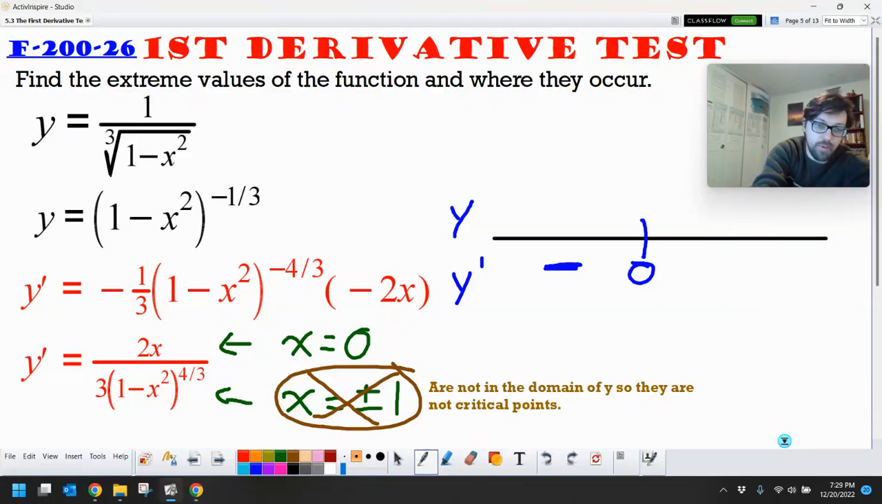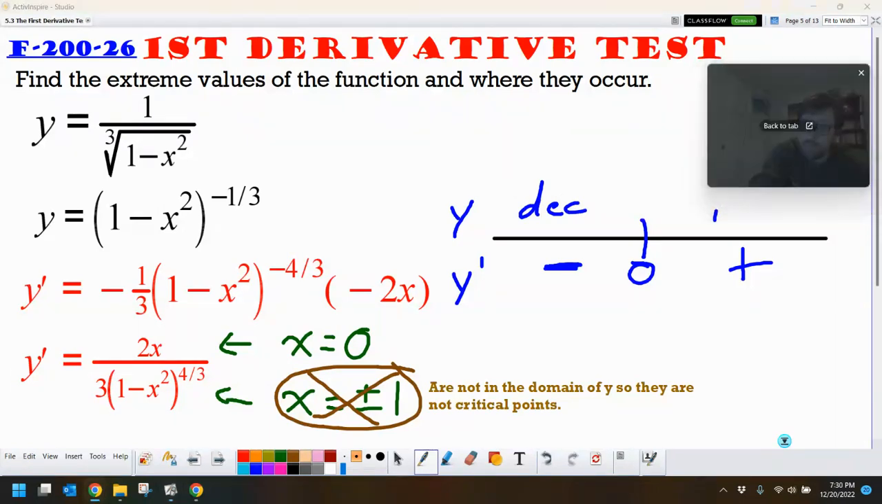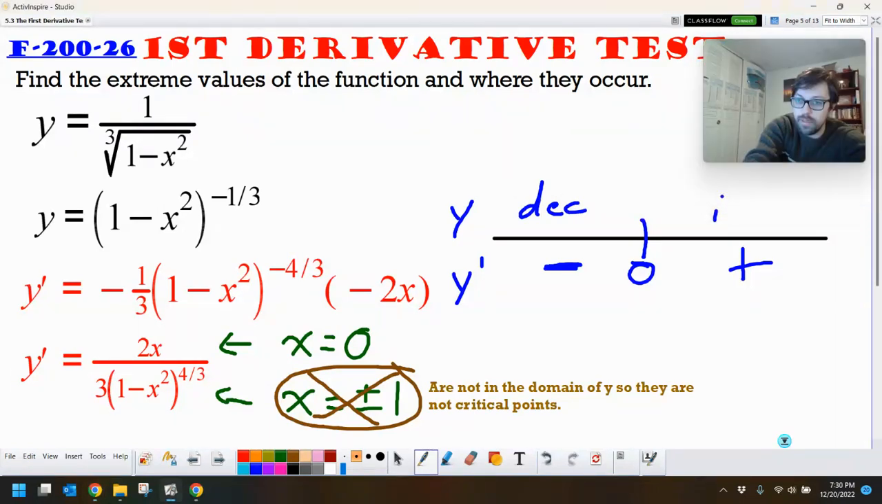We're going to end up with a positive over a positive, so this thing overall is going to be positive. That means y is switching from decreasing to increasing at that point.